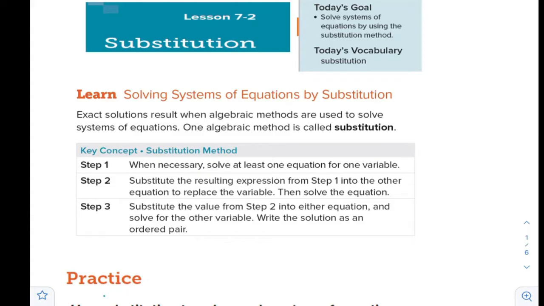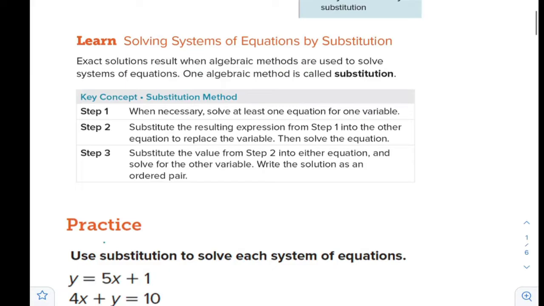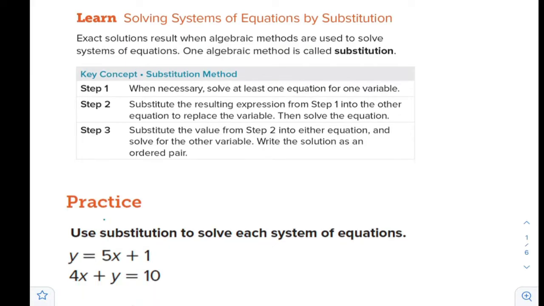Substitution means replacing. So we are going to replace a variable with either a value or an expression. Let's see what steps we can follow to solve systems of equations by substitution.